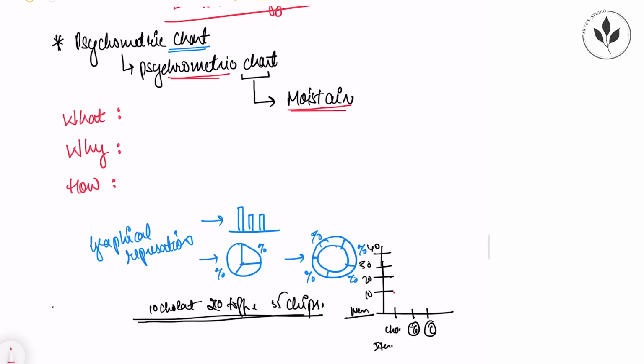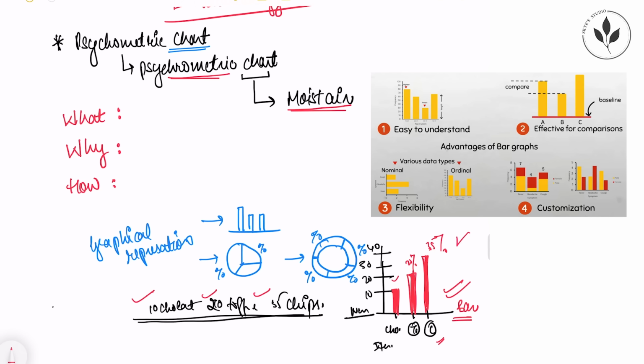So I have 10 chocolates in a bar form, it will be something like this. If I have 20 toffees, it will be like this, and if I have 35 chips, then it will be like this. Instead of writing my data in a normal form, I am representing the same data in form of a bar chart. So this is something easy to understand, and many analyses can be done on the basis of this chart.